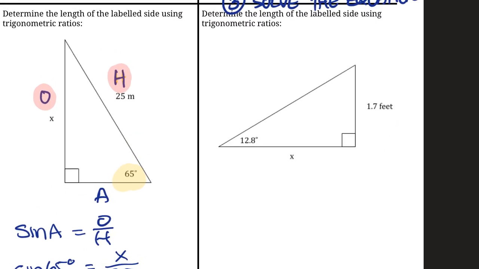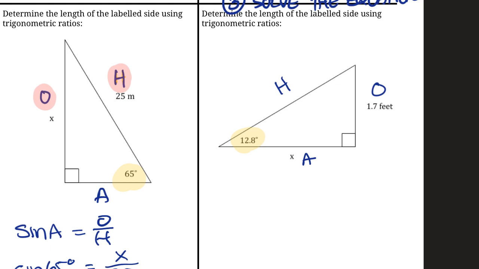So our first step is to identify the opposite, hypotenuse, and adjacent. Well, if we look, the angle that we're given, I should say, is this 12.8 degrees. So the hypotenuse, we know that hypotenuse is going to be the long side right there. The x is going to be our adjacent, and the 1.7 is going to be our opposite. So hopefully we're good at labeling that.